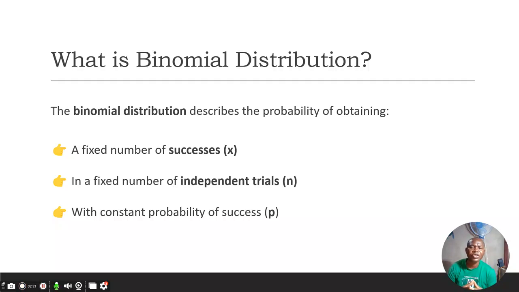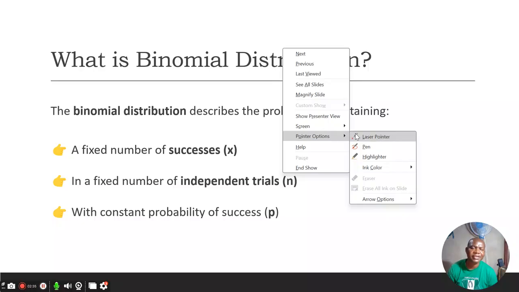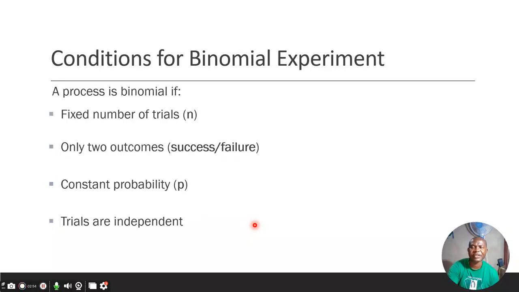So the binomial distribution tries to describe the probability of obtaining a fixed number, an absolute number, of successes in a fixed number of independent trials. So maybe you are making 2-3 trials. We want to know the number of successes in those trials, and also with constant probability of success. So usually the probability of success will be given, and then you'll be expected to determine the probability of obtaining the success of a particular event.